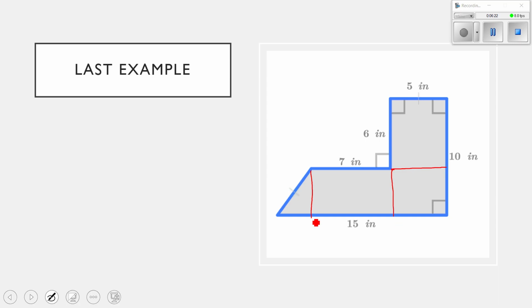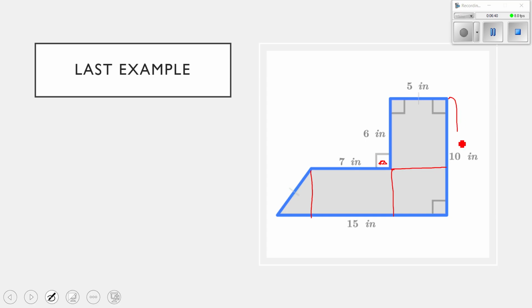And some tips for where to split it is look at your corners and just go down or right or left, basically. If you start at this corner right here, I just went down. This corner right here, I went right and I went down. Anywhere there's a distinct corner is a good way to split it.